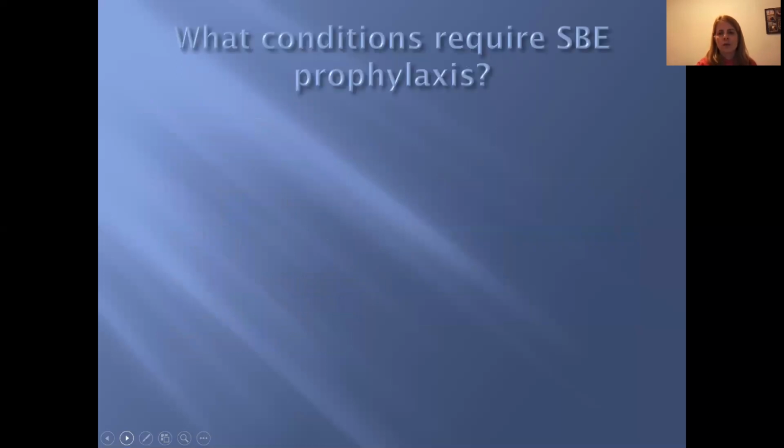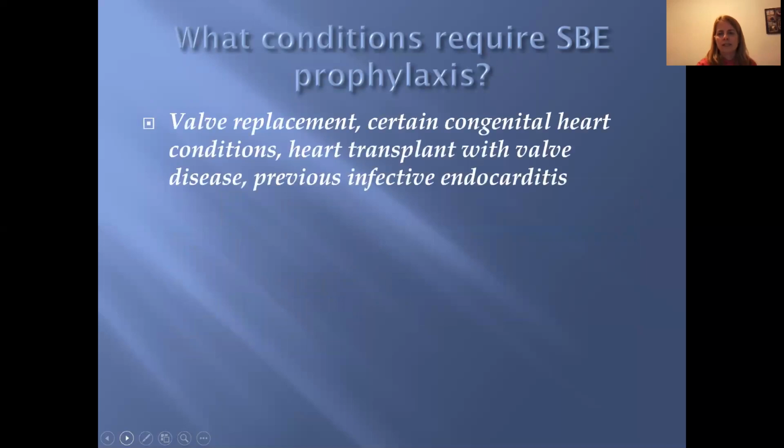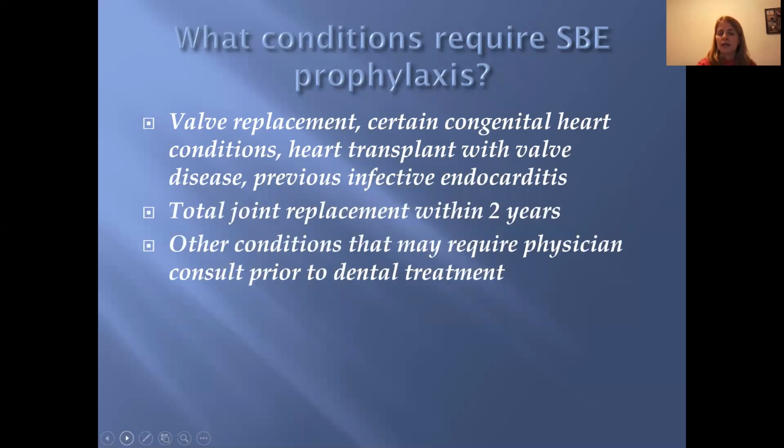And the conditions that require the subacute bacterial endocarditis prophylaxis are valve replacement, certain congenital heart conditions, heart transplant, and previous infective endocarditis. We also have total joint replacements within 2 years on this list, but the American Association of Orthopedics does not recommend pre-medication at all anymore. This is no longer on the list.